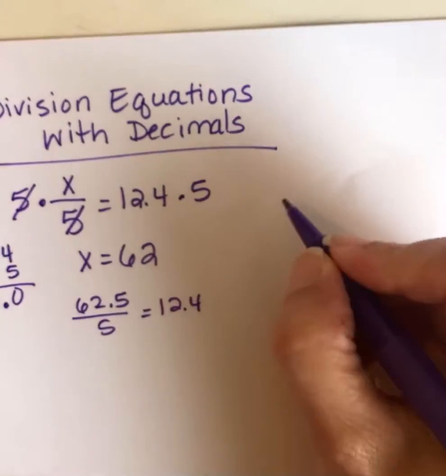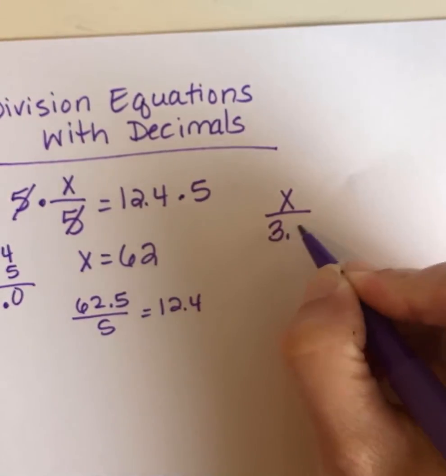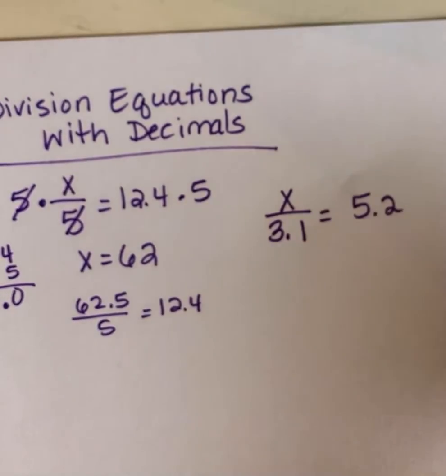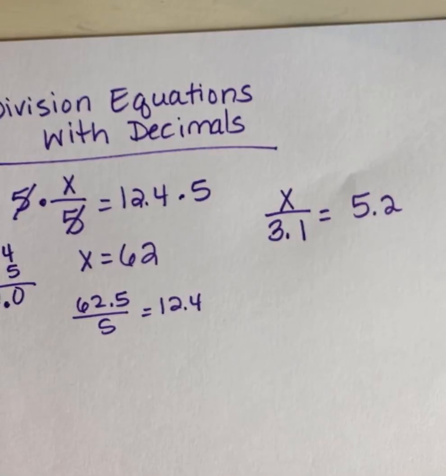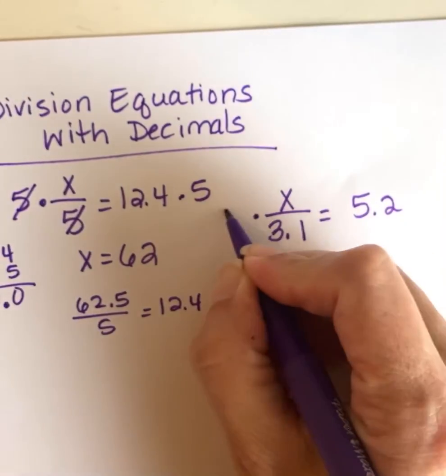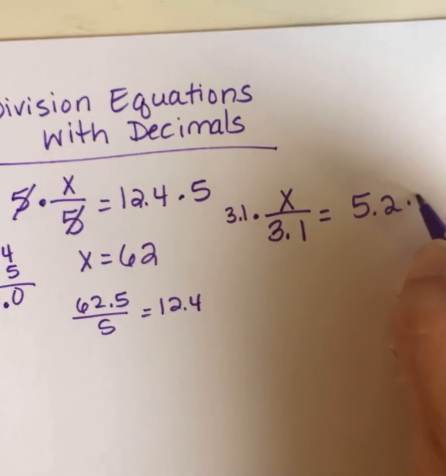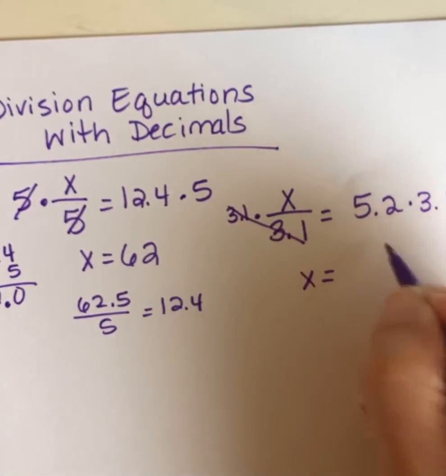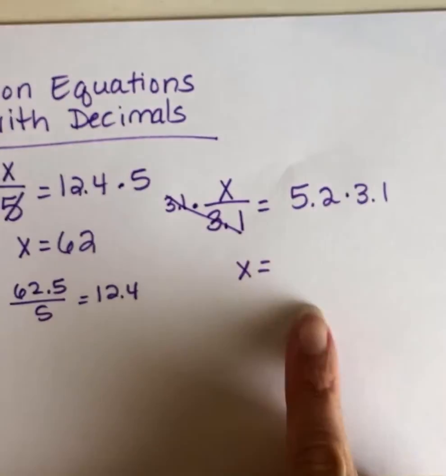Okay, so the second one, sometimes both the numbers can have a decimal, but it's the same procedure. Some number divided by 3.1 equals 5.2. So what we're going to do is just multiply by 3.1, multiply by 3.1. These will cross out, and x is going to equal the answer to, sorry, you can't see that, this.